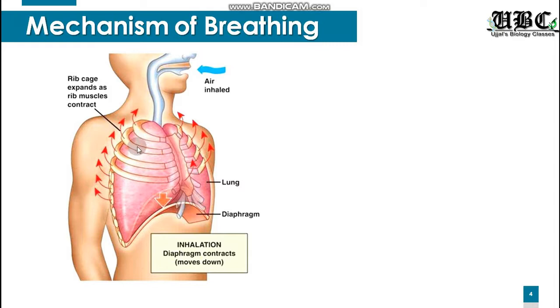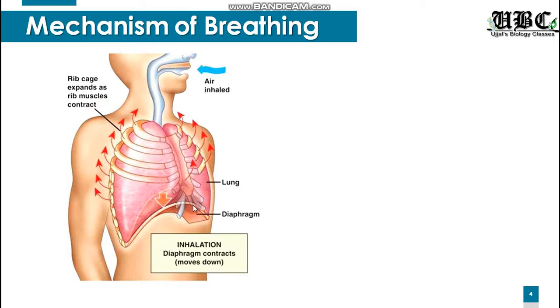First, the ribs expand. Here, the ribs are connected by the intercostal muscles. So, these intercostal muscles contract and the ribs expand. Next, the diaphragm. See, this portion was the original portion where the diaphragm used to lie. But during inhalation, this diaphragm moves down and becomes more or less flattened.